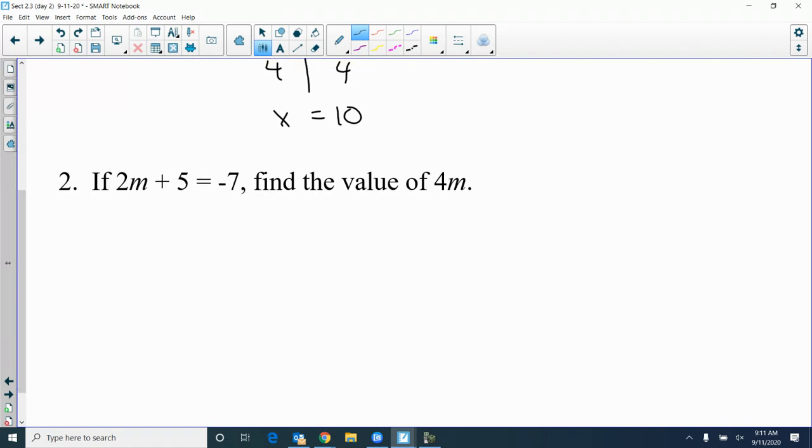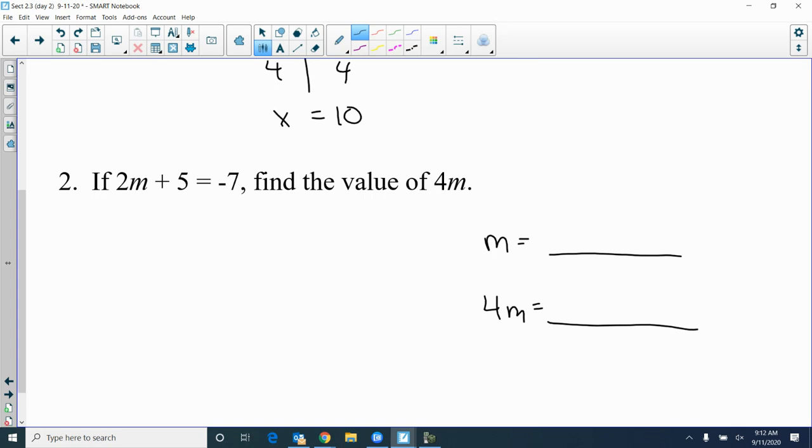Now this one here, for whatever reason, it can throw you off. But pay attention here. It says if 2m plus 5 equals negative 7, find the value of 4m. Well, we have to find m first and then substitute it in. Put it over here on the side: m equals, and then 4m equals. Those are 2 different values. They're not going to be the same.